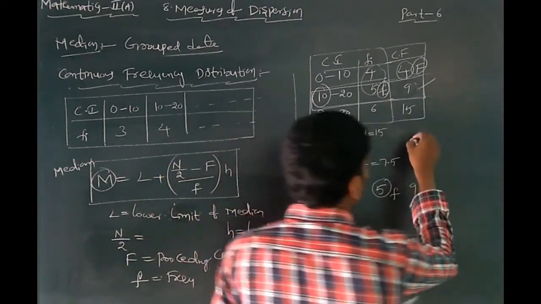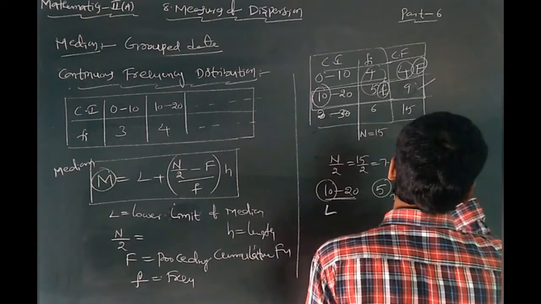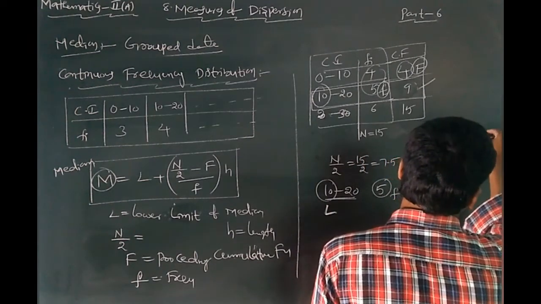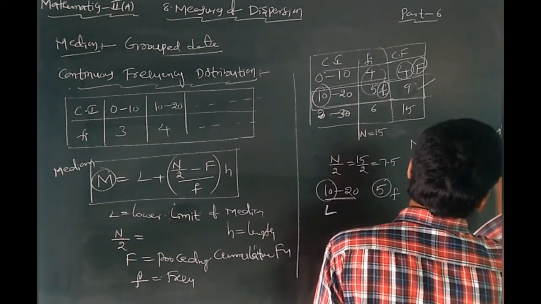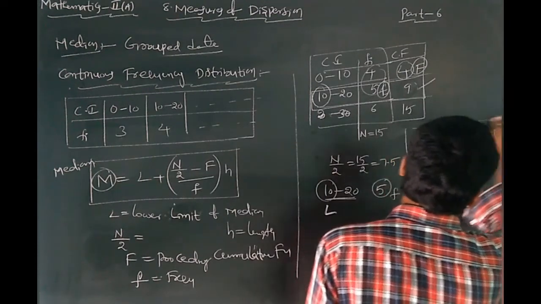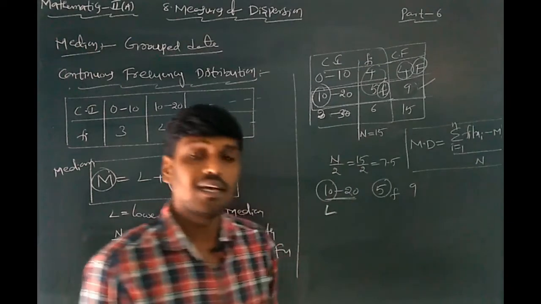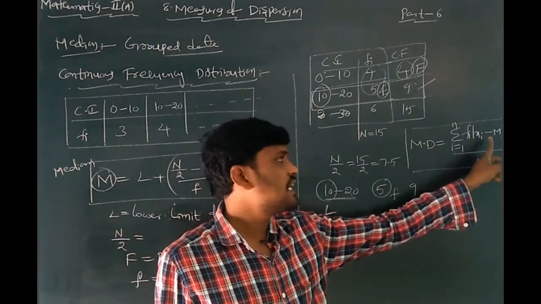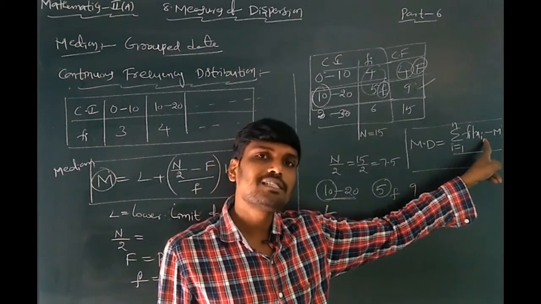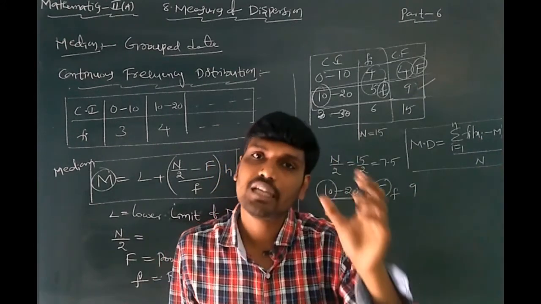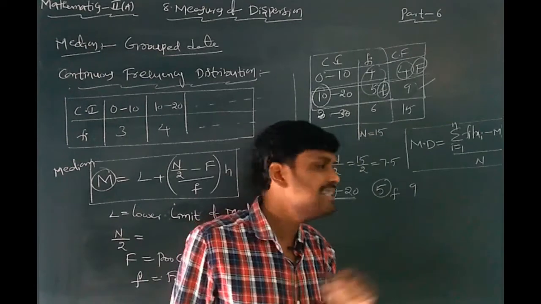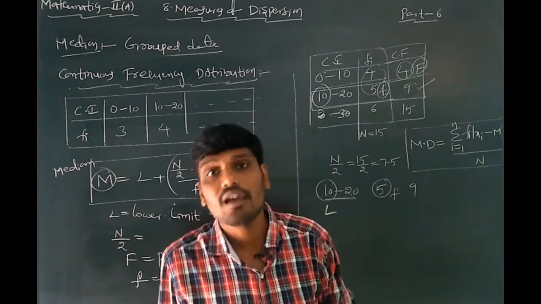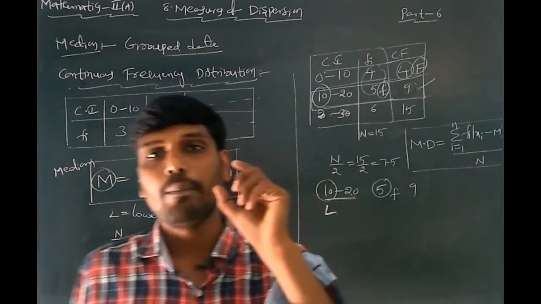Next, mean deviation. The mean deviation formula is the summation of i equal to 1 to n, fi into modulus of xi minus M, by capital N. This one is the formula. In this formula, fi is the frequency, xi is the mid value or midpoint of the class interval, M means median, and capital N is the sum of the frequencies.